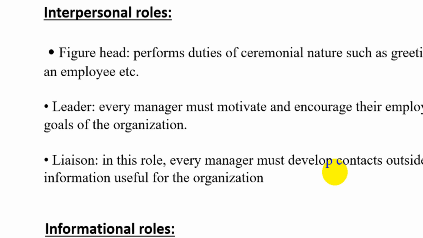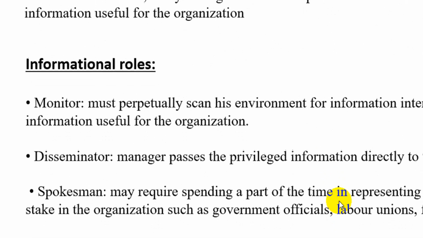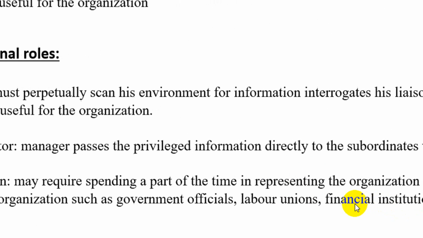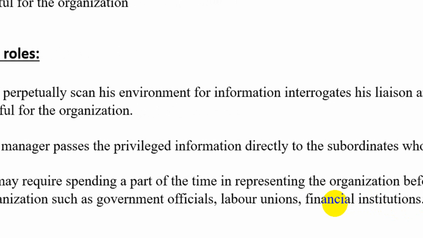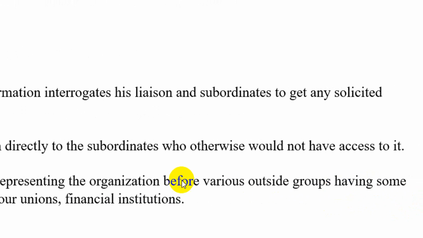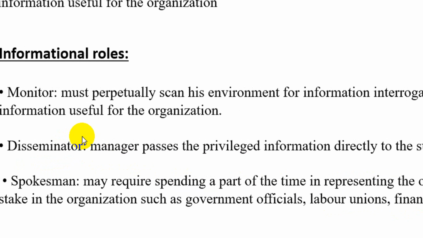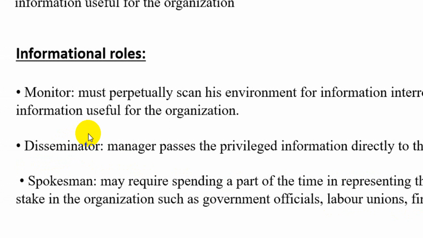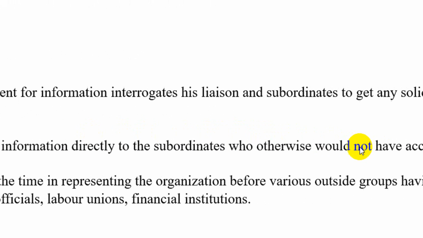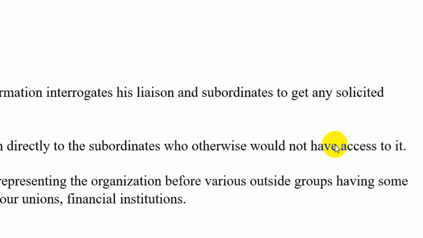Next, we move on to the informational roles. They act as monitor, disseminator, and spokesperson. In the case of monitoring, they scan the environment for information, and through interaction with the liaison and the subordinates, get consolidated information which is useful for the organization. They have to monitor the information being passed on to the outside world. And they have to act like a disseminator. Managers pass their privileged information directly to the subordinates who otherwise would not have access to it. So they are like a disseminator, passing information on to the subordinates or first-line managers.